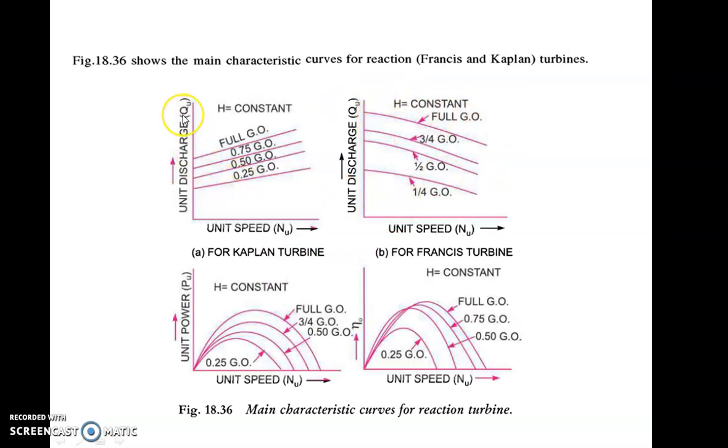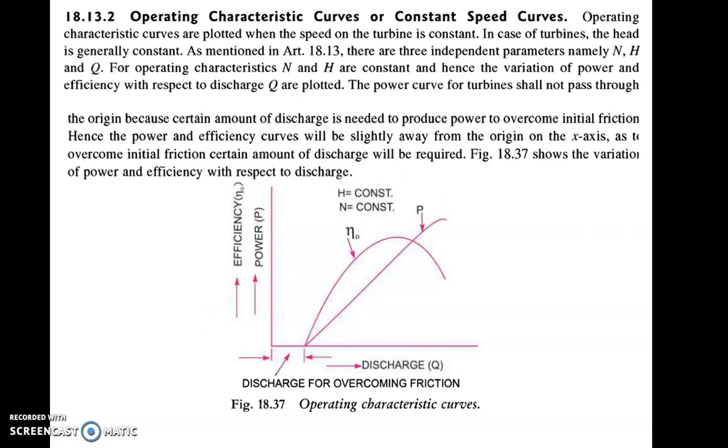For a reaction turbine, again you have to plot Q_U versus N_U for the Francis as well as the Kaplan turbine, and efficiency versus N_U. That is again for the reaction turbine, and these natures also you have to verify from the experiments. So these are the main characteristic curves where you are maintaining head constant.